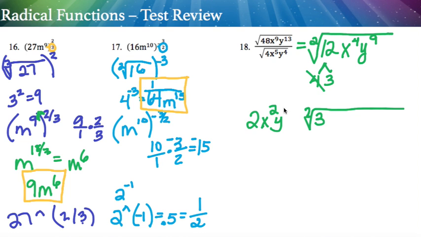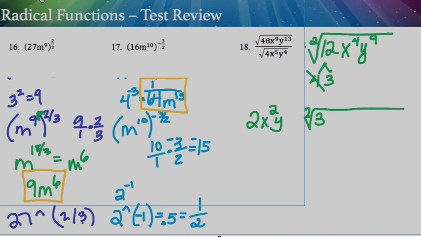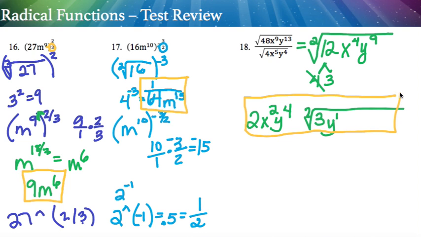And so if I do y to the 4th, y to the 4th, I will get 1 left over. So I've got 1 y left over. Okay, you don't have to write the 1, but that's fine. So my final answer is 2x squared y to the 4th, the square root of 3y. Okay, let's try our next problem.